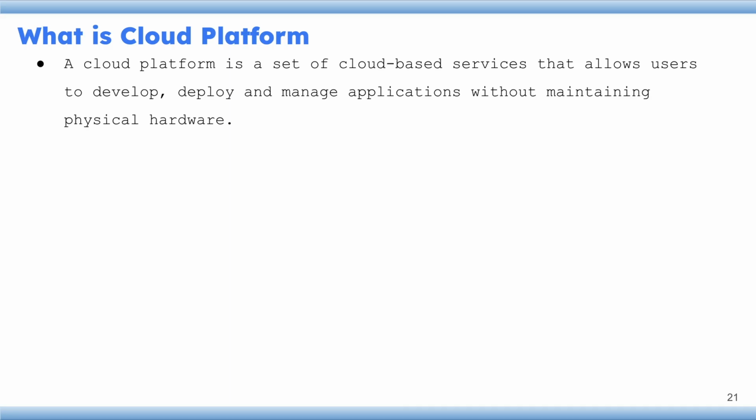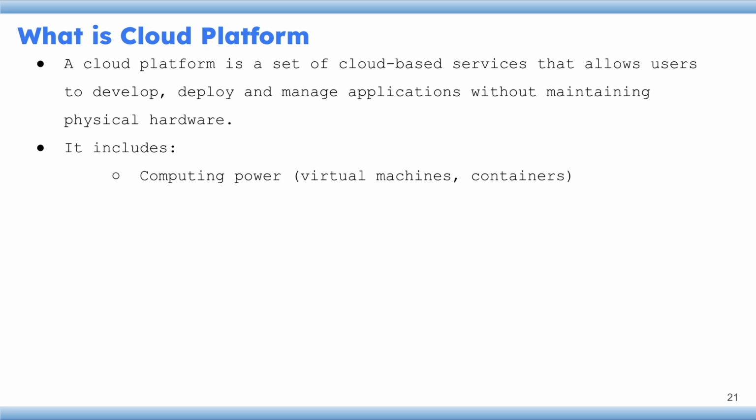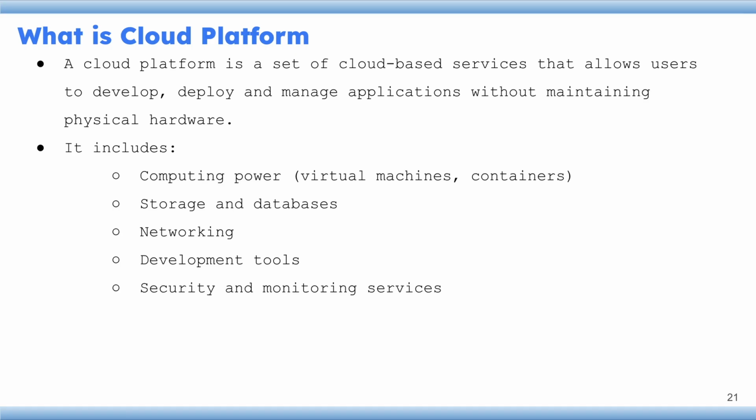In the modern era, a cloud platform is the engine room of the internet. It provides the heavy lifting of servers, storage, and security, so businesses can focus on building their specific applications and not the infrastructure. So this cloud platform includes computing power such as virtual machines, containers, storage, databases, networking, development tools, and security and monitoring services. So this cloud platform provides everything to run your IT infrastructure virtually.